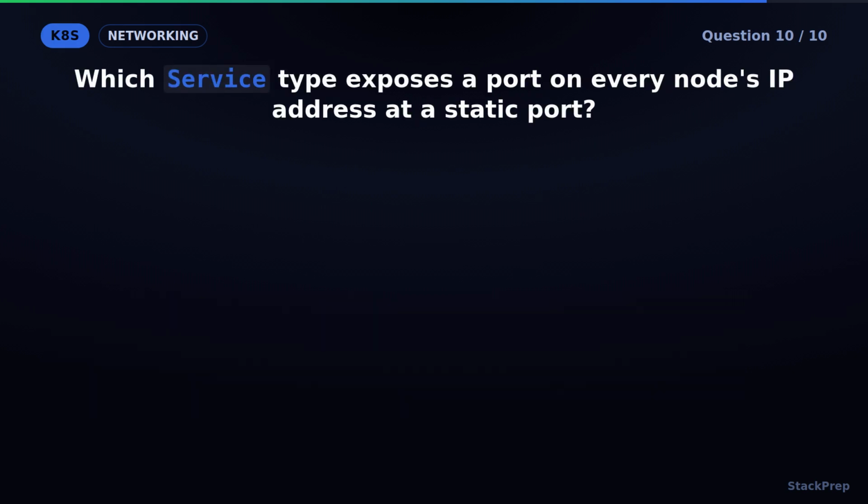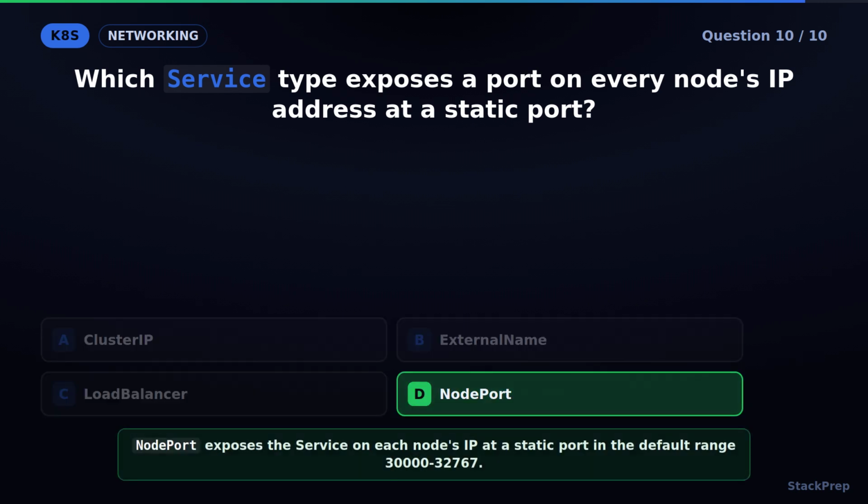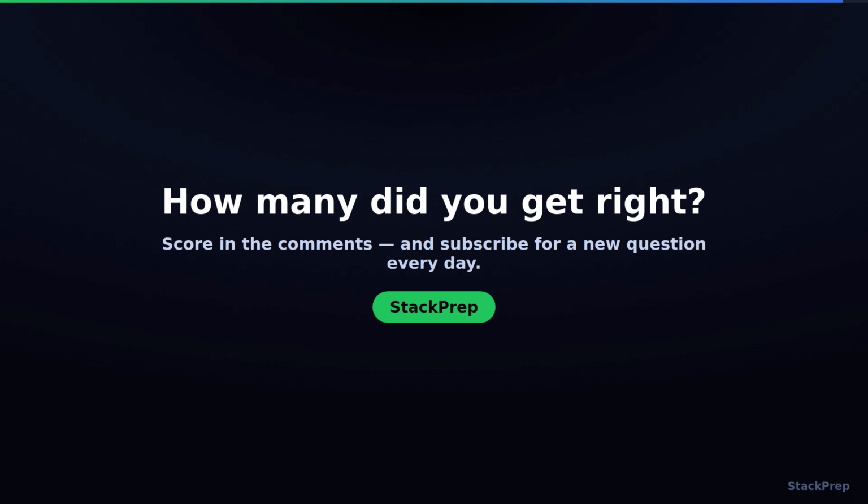Which service type exposes a port on every node's IP address at a static port? The answer: NodePort. NodePort exposes the service on each node's IP at a static port in the default range 30000-32767.